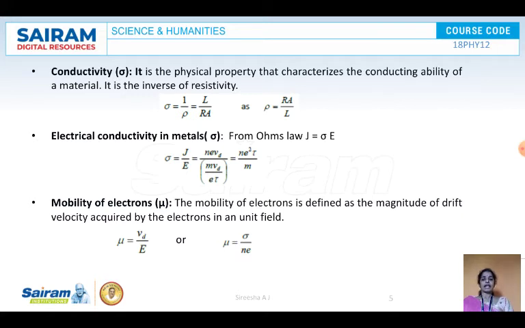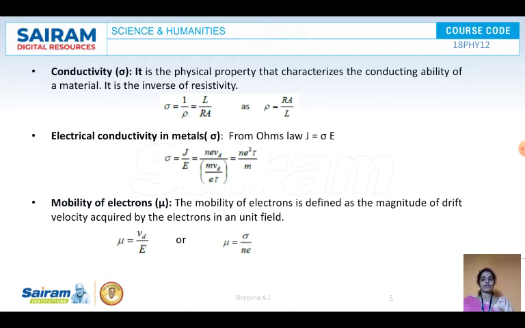Now electrical conductivity in metals is denoted by sigma, and from Ohm's law we know that J is equal to sigma into E. E is the electric field and J is the current density. We know that J is equal to NeVd, and from the drift velocity equation, Vd is equal to Ee by m into tau. Substituting that value, we get sigma is equal to Ne square tau by m.